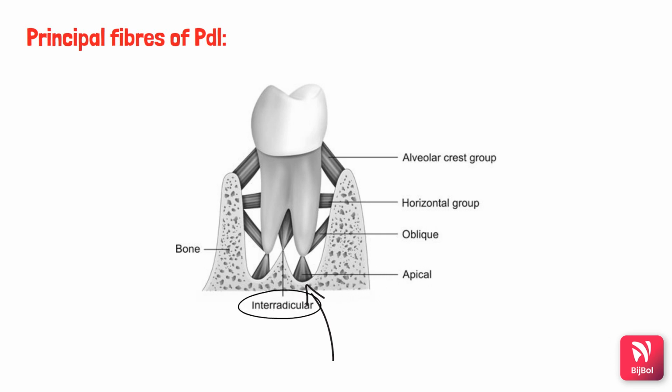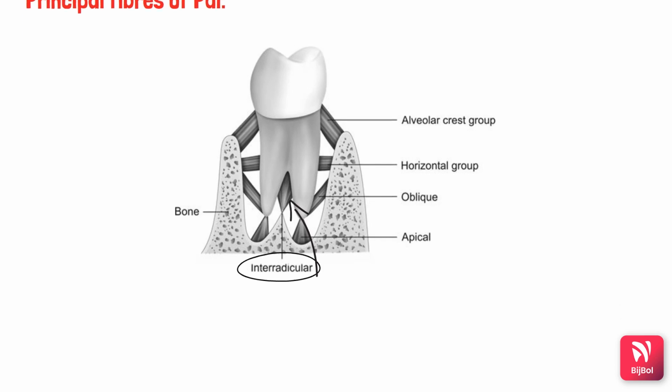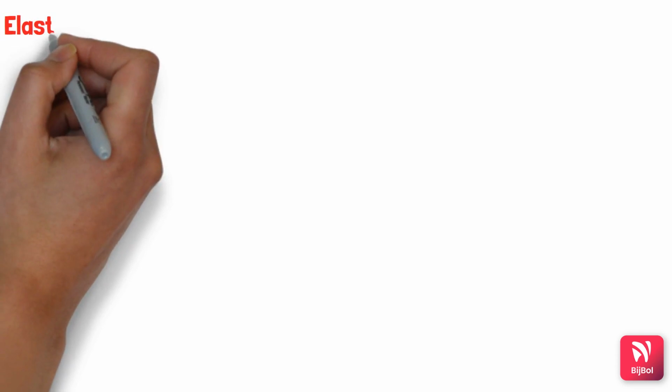Now let's see the interradicular group of fibers of the PDL. Here the fibers run from the cementum of the root surface to the interradicular septum of the bone, which is the interradicular bone present down there. They resist vertical and lateral movement. If a tooth is affected with any chronic periodontal disease, these interradicular fibers are the first ones to be lost. Whenever there is periodontal disease, interradicular fibers will be lost first. So these are the various principal fibers of the periodontal ligament.